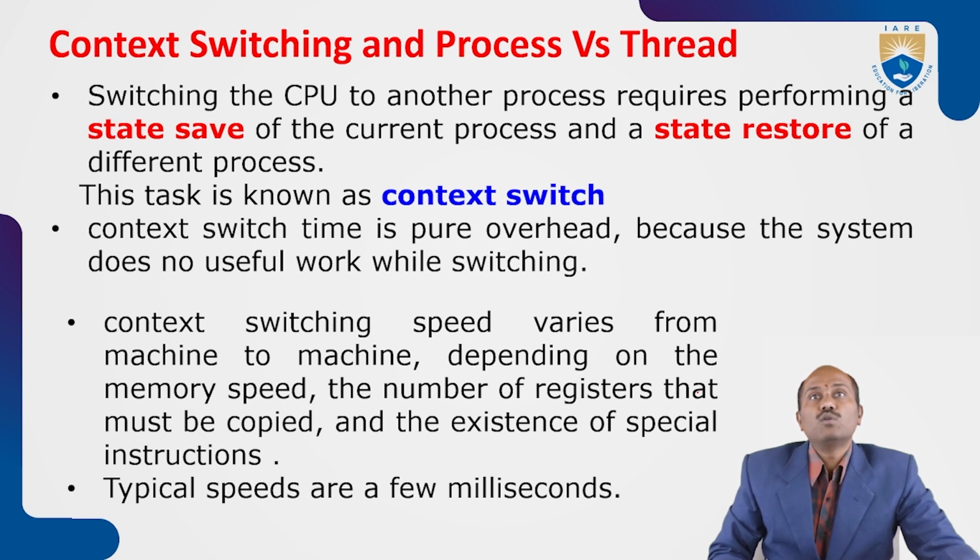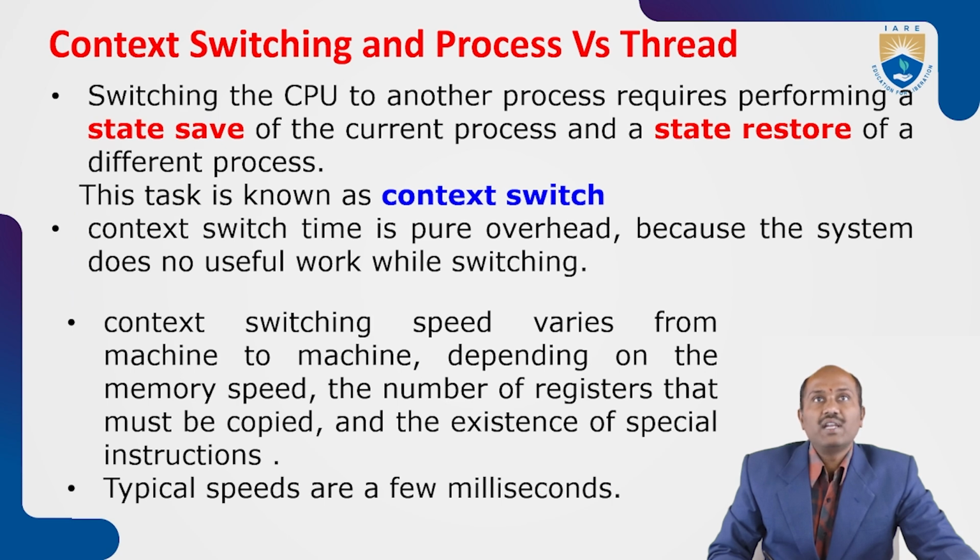Context switching: switching the CPU to another process requires performing a state save of the current process and a state restore of a different process. This task is known as context switching. Context switching time is pure overhead because the system does no useful work while switching. Context switching speed varies from machine to machine, depending on the memory speed, the number of registers that must be copied, and the existence of a special instruction. Typical speeds are a few milliseconds.